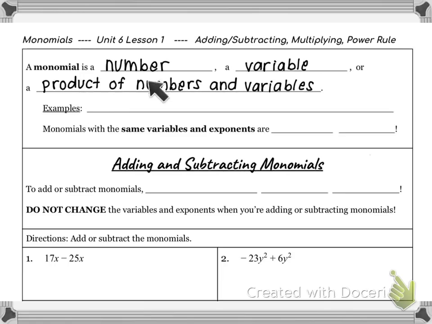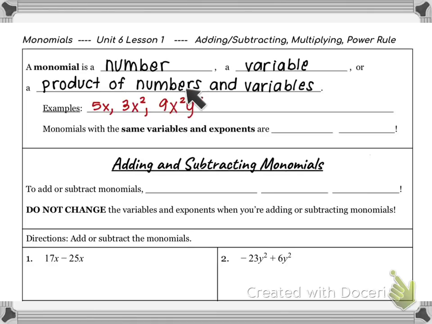So let's define it. A monomial is a number, a variable, or a product. Remember, product means multiplication of numbers and variables. So some examples: 5x. That's a number and a variable, right? The number is 5, the variable is x. 3x squared, the number, remember, is also called the coefficient, so 3 and then x squared. These are all called monomials.